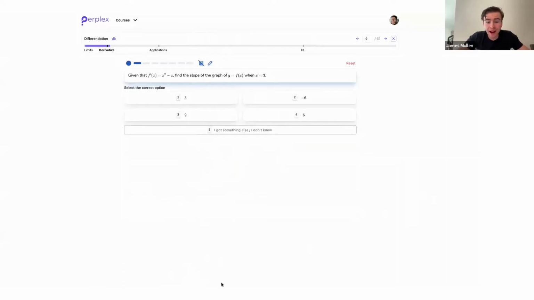Okay, so I have the derivative of a function, f prime of x. F prime gives me the slope of a graph at particular values of x. So all I have to do is plug in x equals 3. And I'm going to get 3 squared minus 3, which is 9 minus 3, which is 6. That's my answer. 6.